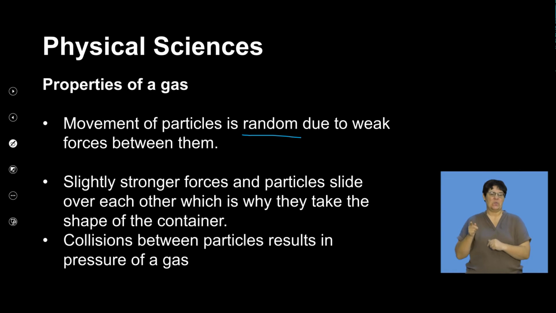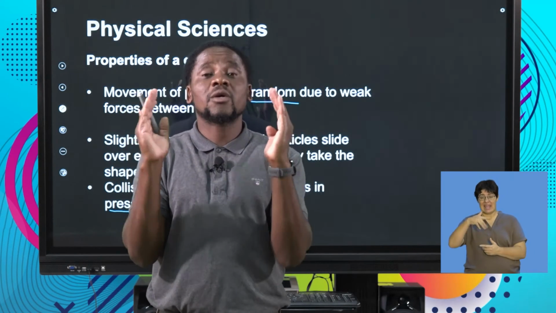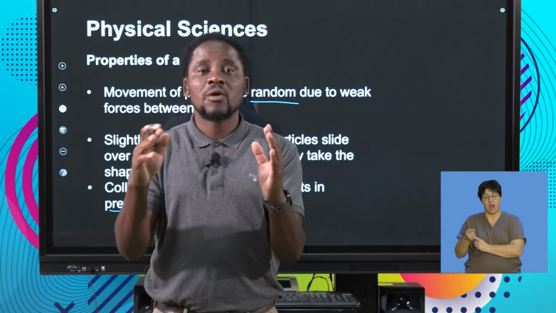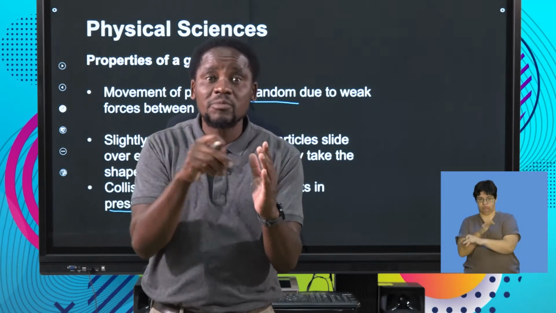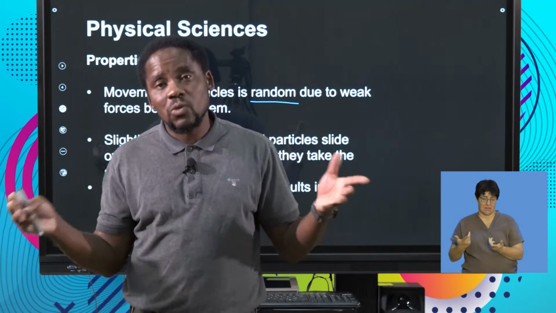And there are slightly stronger forces as particles slide over each other, but this is with respect to a liquid. But also, we want to know that the pressure of a gas is due to how fast these particles are moving and how frequently they collide with the walls of the container. So if, for argument's sake, we trap a fixed mass of a gas in a container, the pressure of that sample of gas will entirely depend on how fast these particles are randomly moving, and also how frequently they collide with each other, as well as the walls of the container.